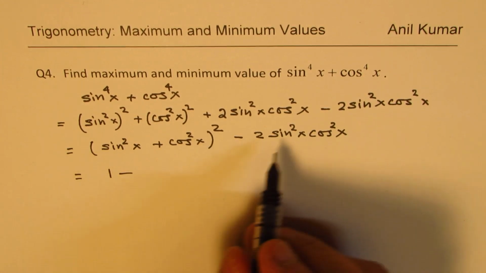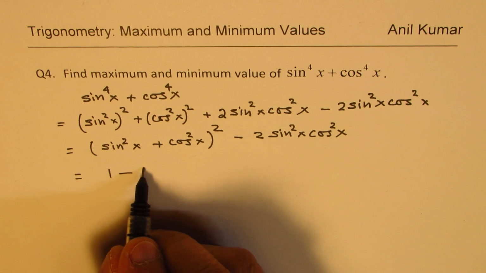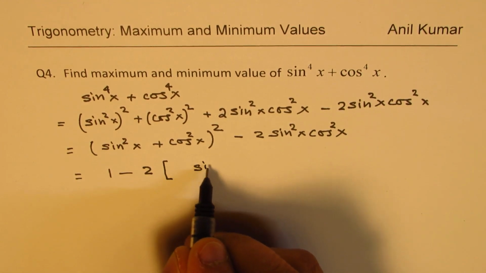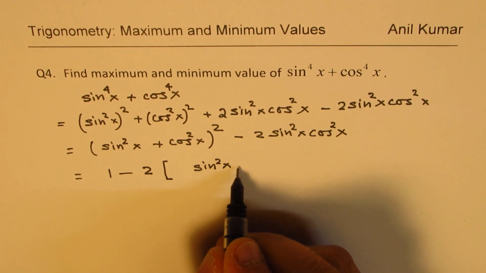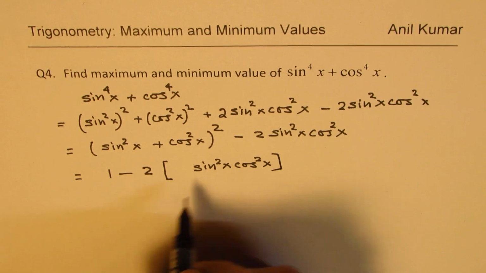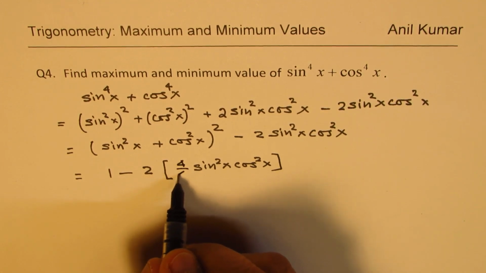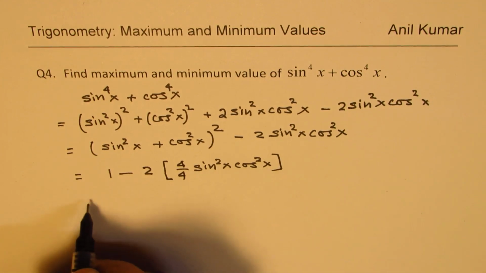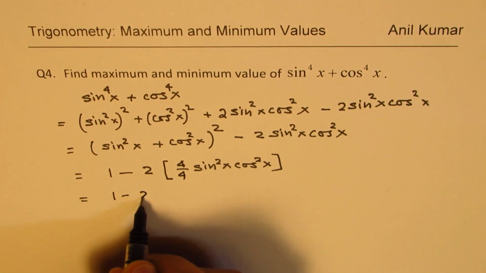We need 4 times, right? So let's just keep 2 separate, right? Now we have sine square x, cos square x, kind of like this. If I multiply and divide by 4, I get 2 times. Do you see the whole idea here? Okay, so we'll keep it like this, right?